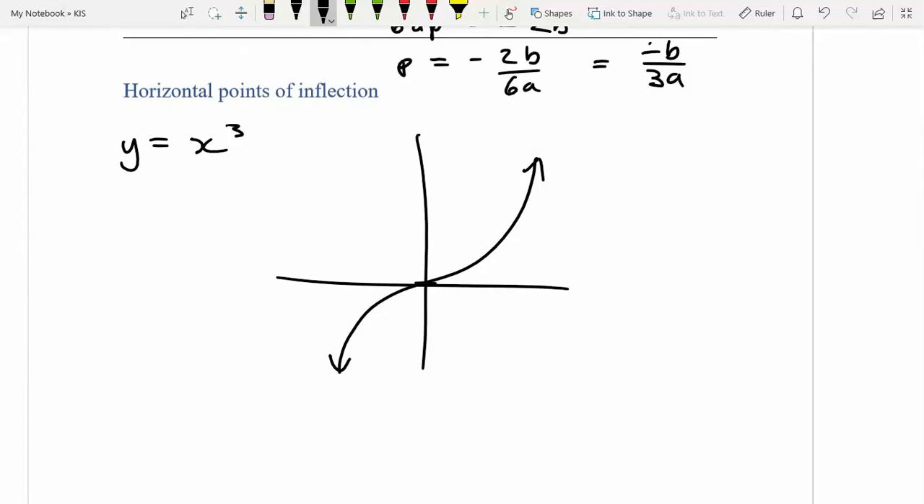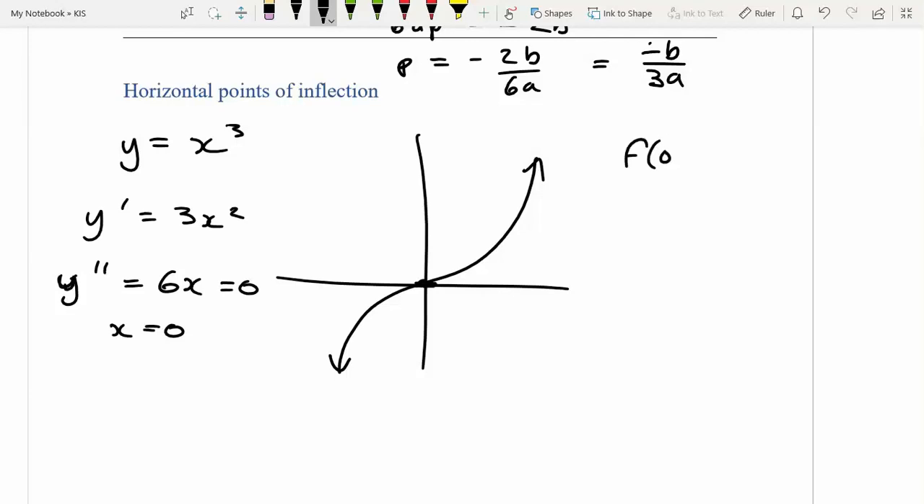Okay, let's have a go deriving this and just see what happens. When we derive once, we get y dash is equal to 3x squared. And when we derive twice, we're going to get y double dash is equal to 6x. Okay, so if we wanted to find a point of inflection, right, what we would do is let this equal 0, and we get the point x is equal to 0. Okay, so that's saying that at the point x is equal to 0, we would have a point of inflection. If we sub 0 back in, we get 0. So the coordinate of a point of inflection should be at 0, 0.